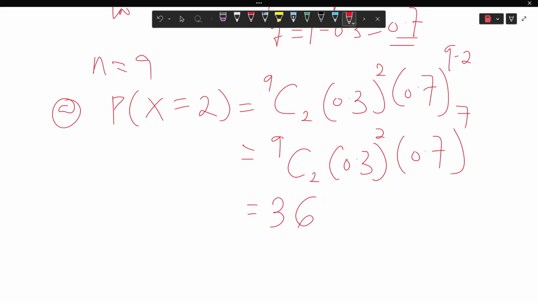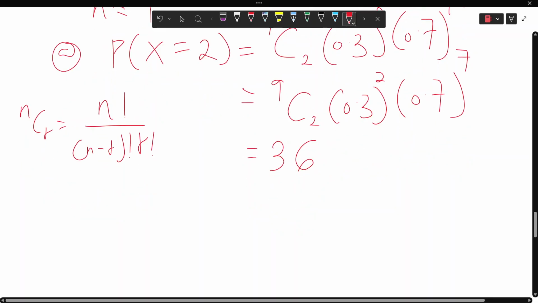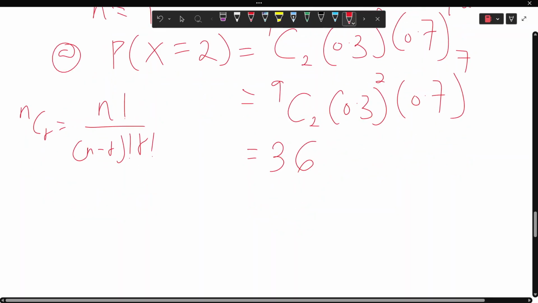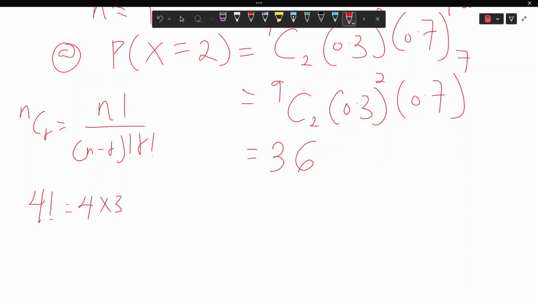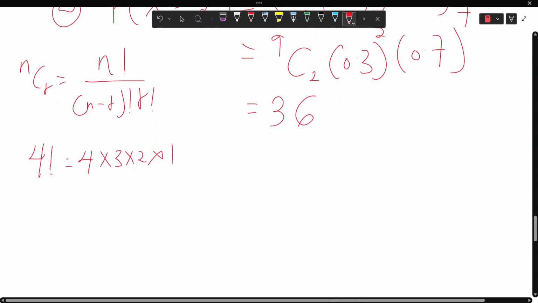And please take note that for combination, n combination r is given by n factorial divided by n minus r factorial times r factorial. What does it mean by factorial? Assuming I have 4 factorial, it's given by 4 times 3 times 2 times 1. So as I go, I reduce it by 1.